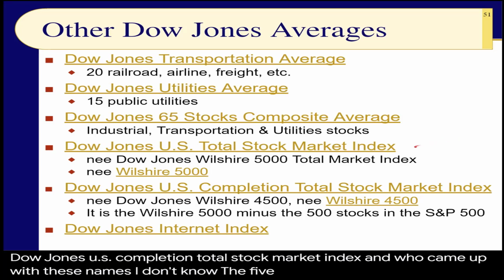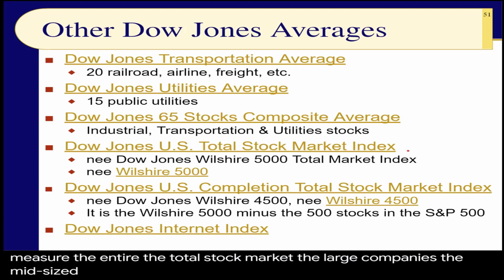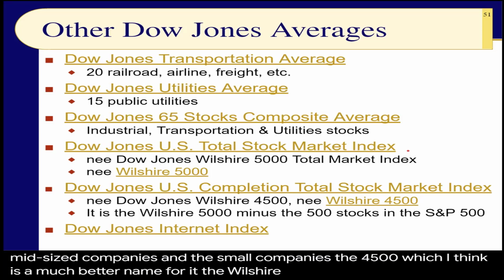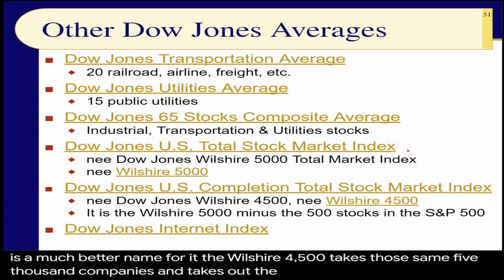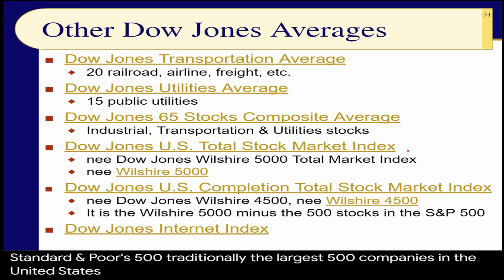The 5,000 is meant to measure the total stock market: the large companies, the mid-sized companies, and the small companies. The 4,500, which I think is a much better name for it, takes those same 5,000 companies and takes out the top 500, the 500 stocks in the Standard & Poor's 500, traditionally the largest 500 companies in the United States. That might sound familiar. We'll come back to that in a bit.